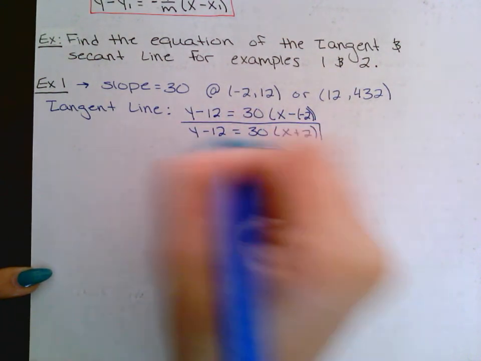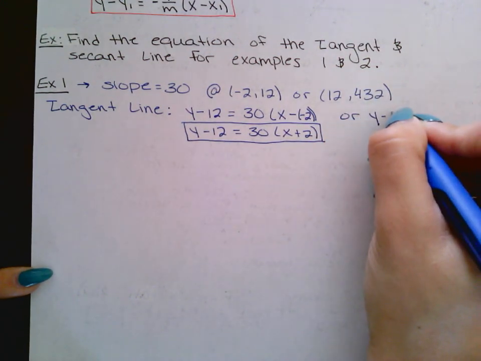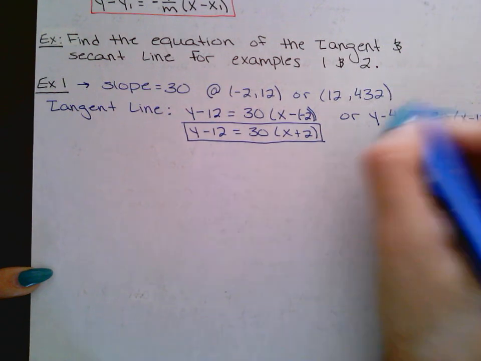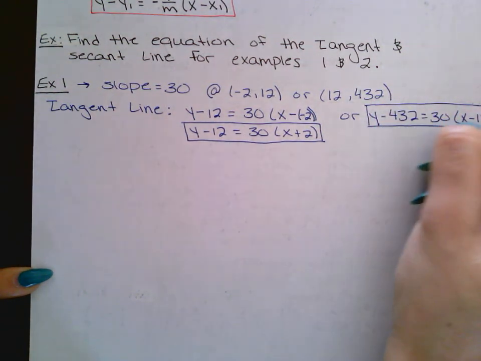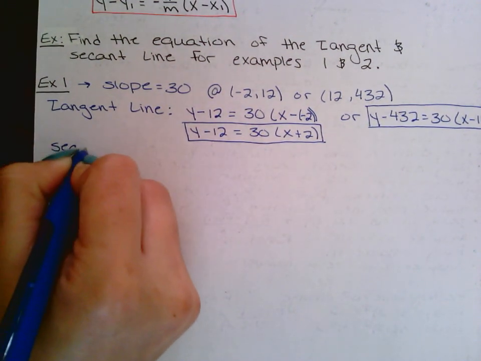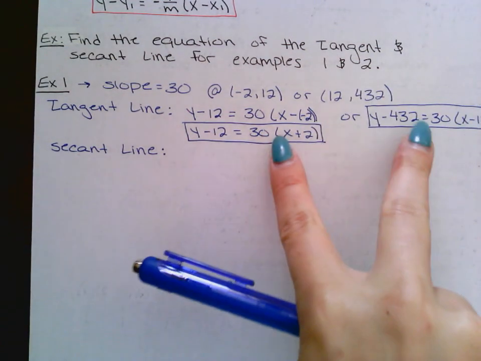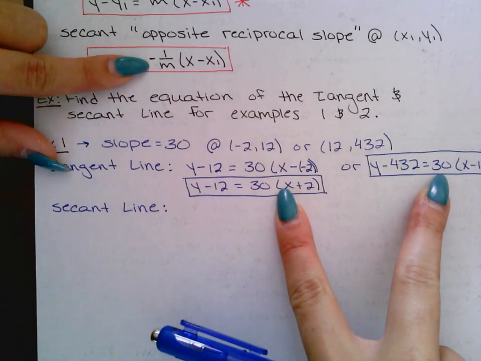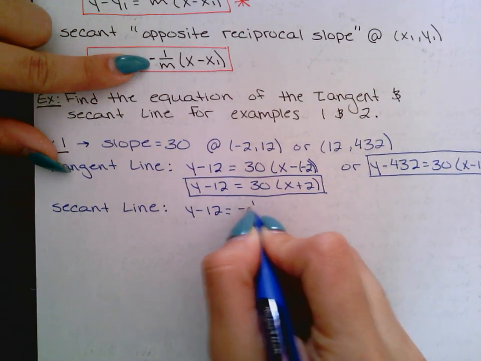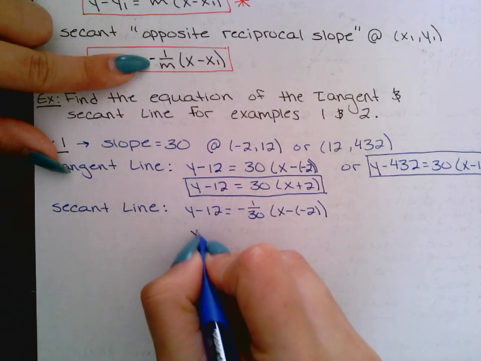Okay. But just in case you did, I'm going to put an OR scenario. And I'm going to use this second ordered pair to show you what the other answer would look like. Okay. So this is for the tangent line. If you were being asked for the secant line, all you would have to do is change your slope. Let me scroll back down. You'd put a negative and you would put 1 over 30, using, again, either of the two ordered pairs.